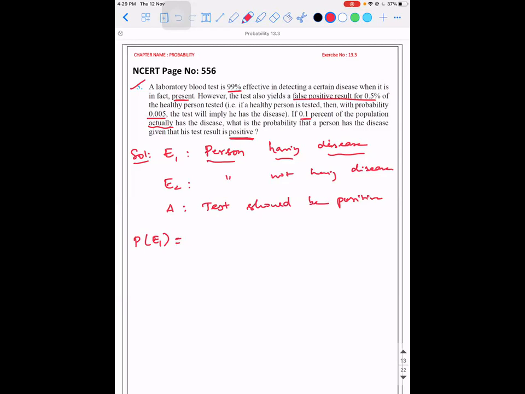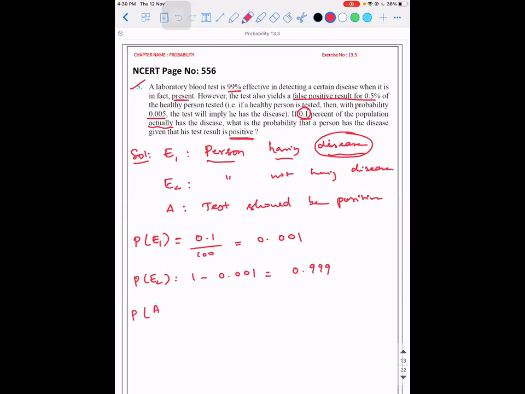So then what is the probability of E1? So E1 means the person is having disease. Out of the whole population, how much percent is actually having the disease? 0.1%. So 0.1 by 100, that is 0.001. So 0.001 is the probability of E1. So what is the probability of E2 then? 1 minus 0.001 means the person is not having disease. So how much is it? 999. So 0.999.